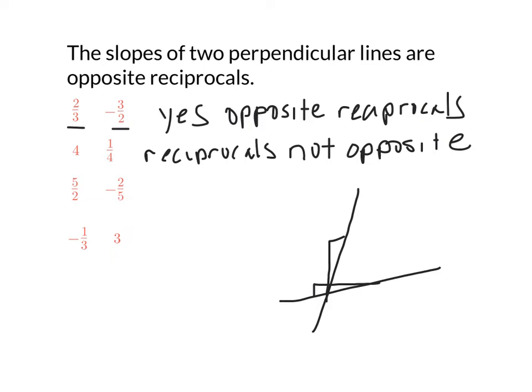What about 5/2 and negative 2/5? Well, 5/2 and 2/5 are reciprocals, and one's positive, one's negative, so they are opposite reciprocals. So yes, those two slopes would be perpendicular. And then negative 1/3 and 3. Remember that when it's a whole number, we put a 1 underneath it, and then you flip it. So they're definitely reciprocals, and they're opposite signs. So we have also a yes for perpendicular or opposite reciprocal slopes. That's what you're looking for.